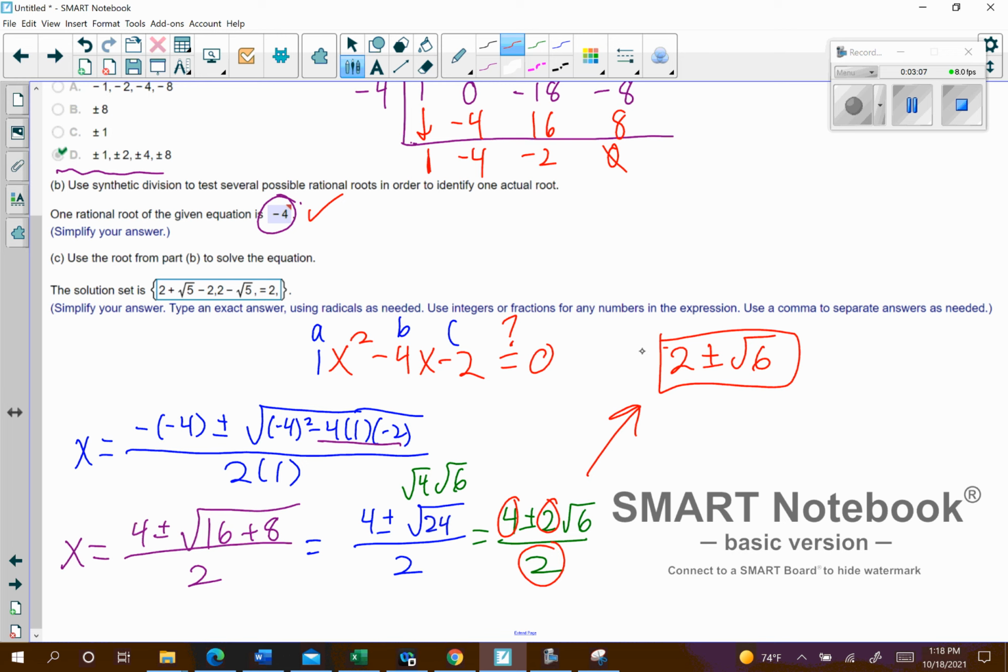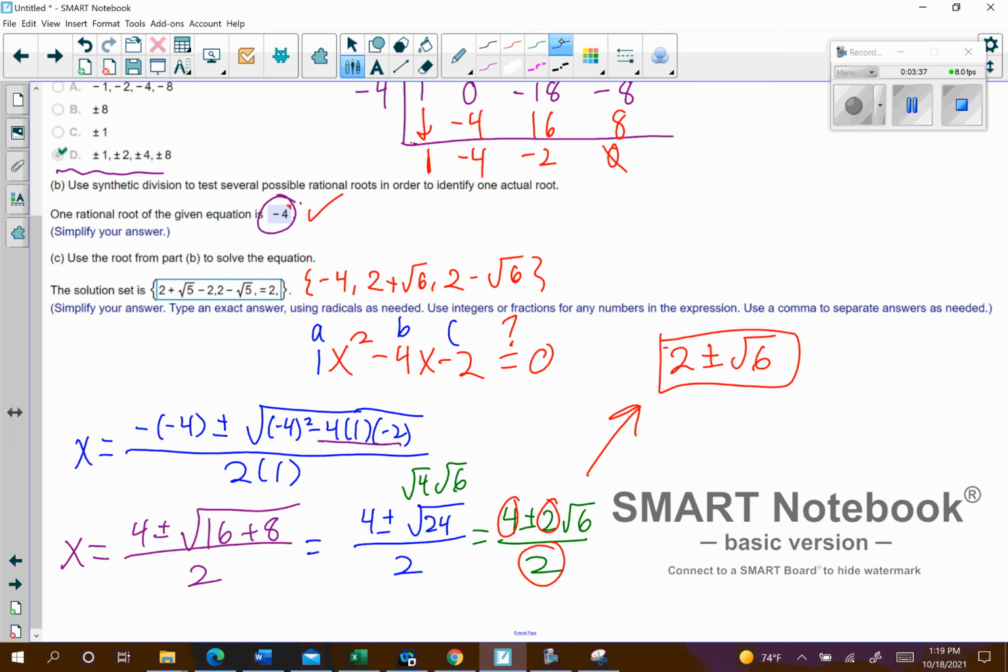So at the end, it wants us to go ahead and give all the answers. So the solution set, they want us to give them all. So we do actually want to include the negative 4 that we already have up there. And then if you can use the plus or minus, great. If not, just write it out twice, one with plus and one with minus, and that should be good.